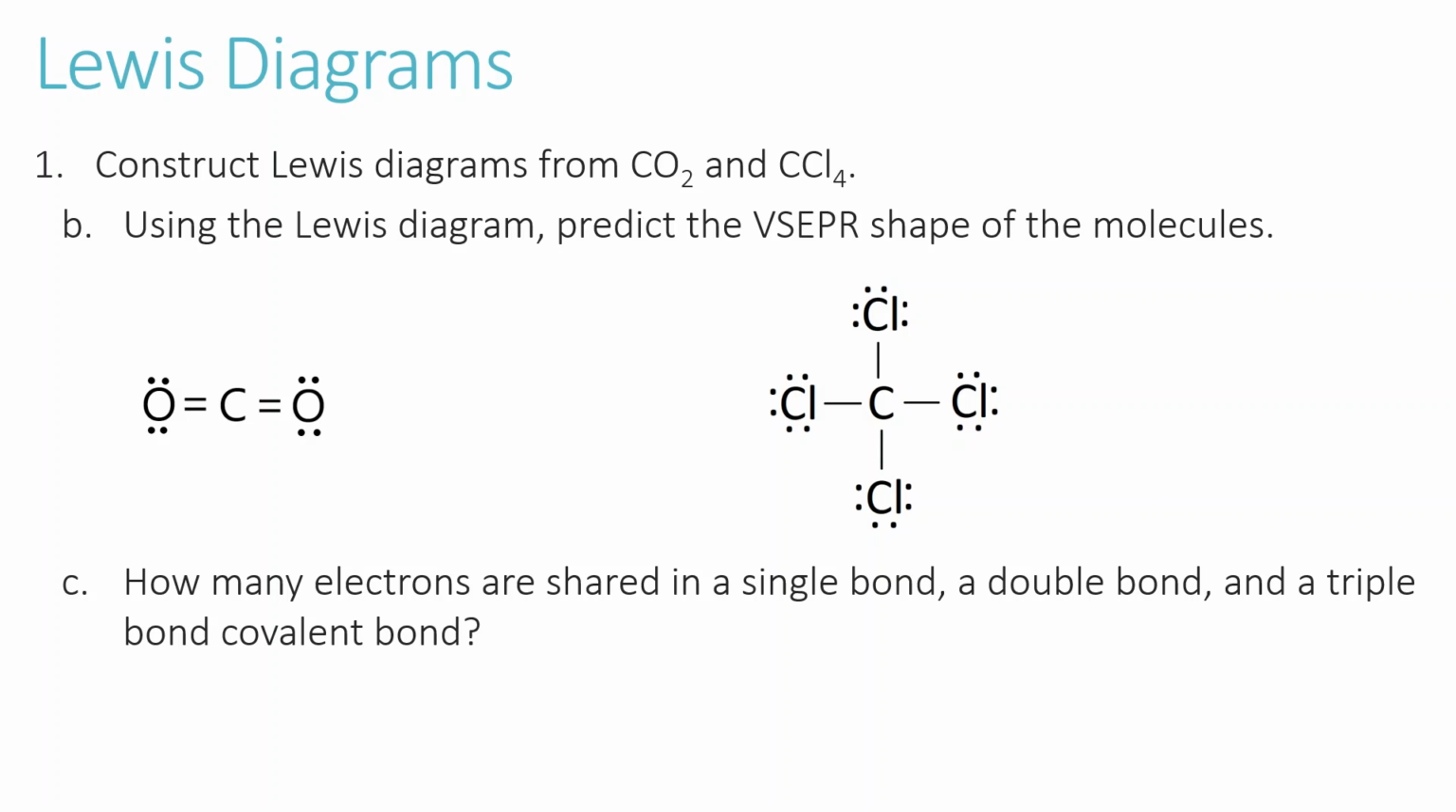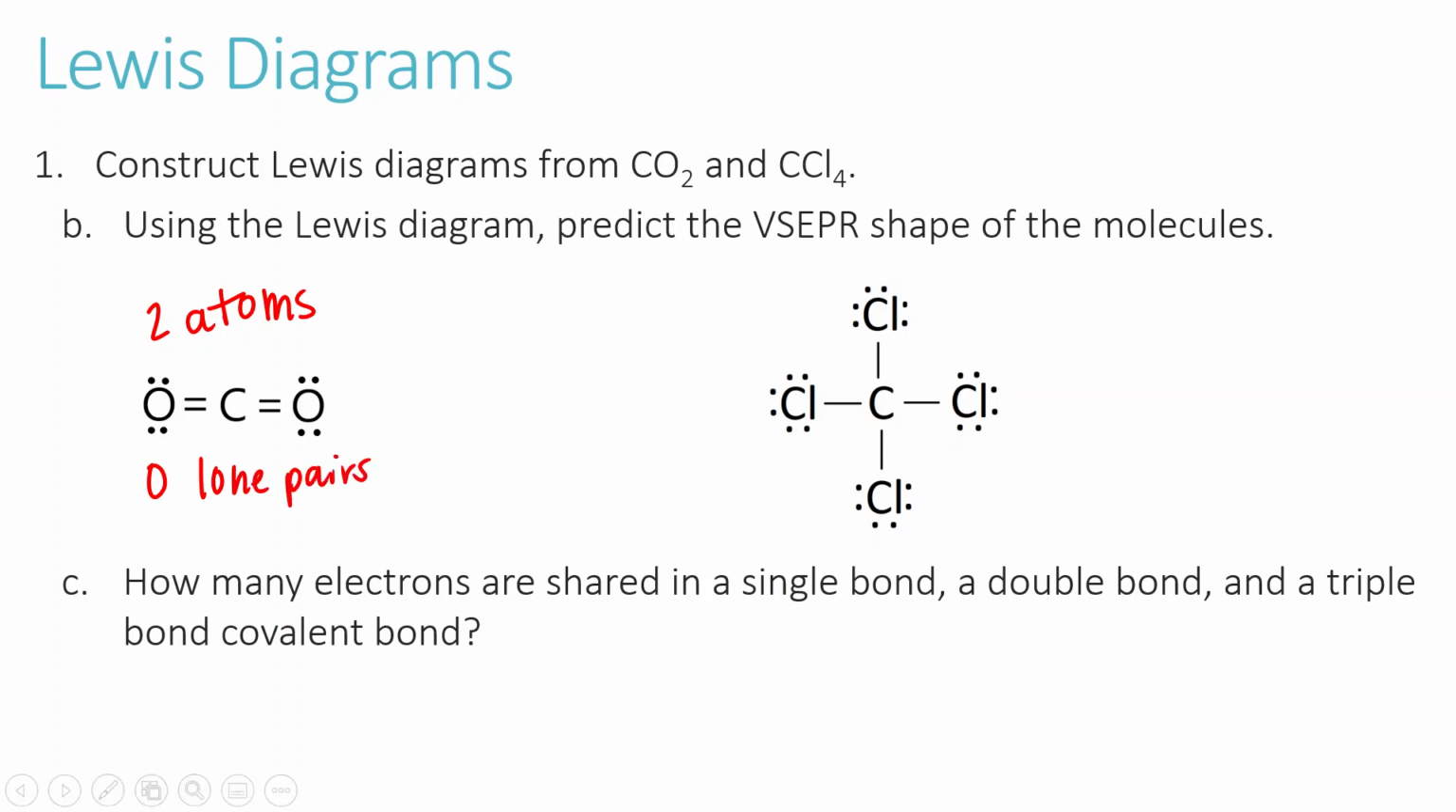To figure out the VSEPR shape, we need to look at the Lewis diagram and we need to check 2 things. First, we need to see how many atoms are bound to the central atom. In the case of carbon dioxide, we've got 2 atoms on the central carbon. Then we have to check for lone pairs. Lone pairs are electrons that are not in a bond. We only care about the central atom. The ones that are on oxygen, those aren't going to make a difference to us. On carbon, there are 0 lone pairs.